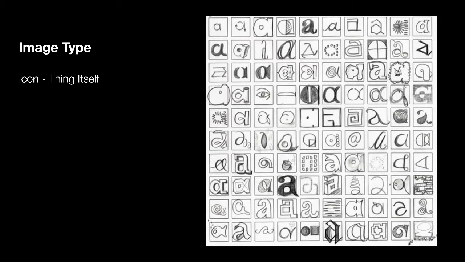In this project, we are really going to be exploring image type. In the Theory of Imagery lecture, we talked about the idea of an icon. Here's a project where the student explored visual variations on the letter form A. This is what I would call a formal exploration. There are a couple of visual metaphors in here, but this is about exploring the possibilities in form.